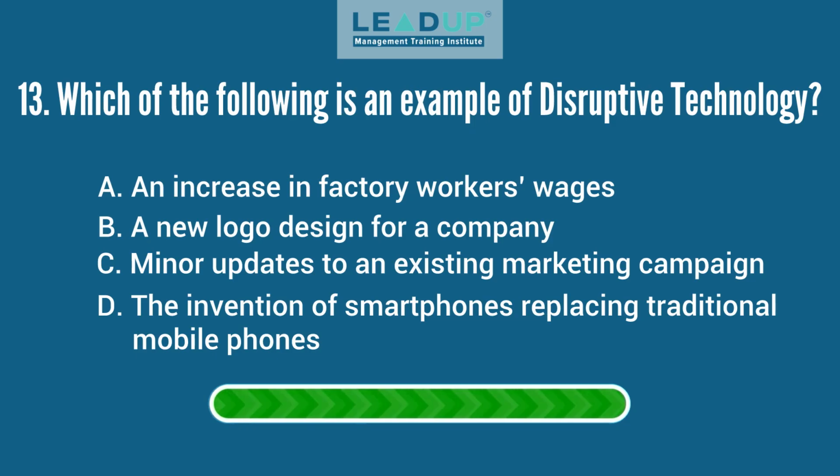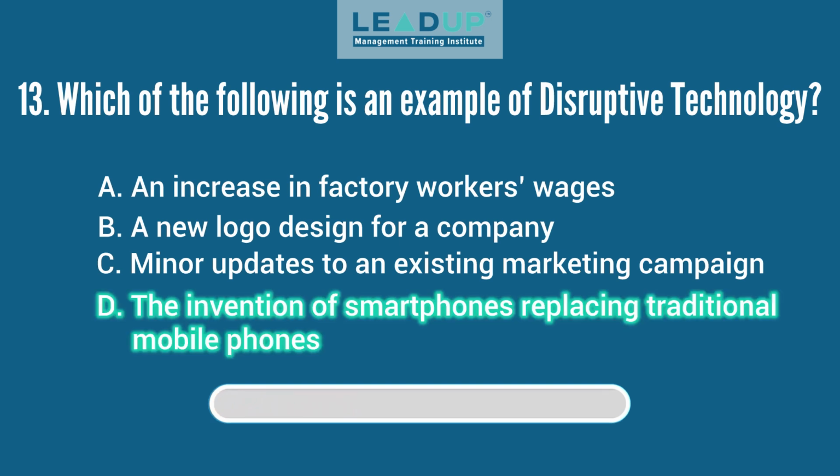Question 13. Which of the following is an example of disruptive technology? A. An increase in factory workers' wages. B. A new logo design for a company. C. Minor updates to an existing marketing campaign. And D. The invention of smartphones replacing traditional mobile phones. Answer: the invention of smartphones replacing traditional mobile phones.